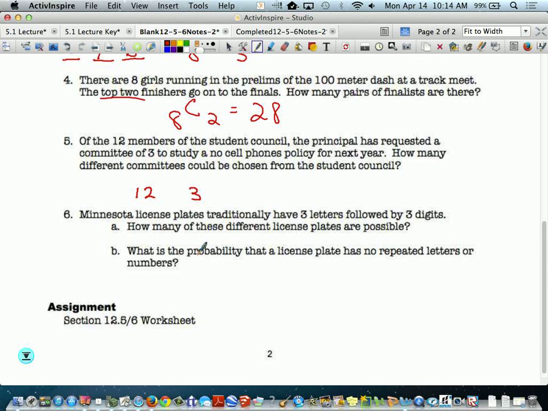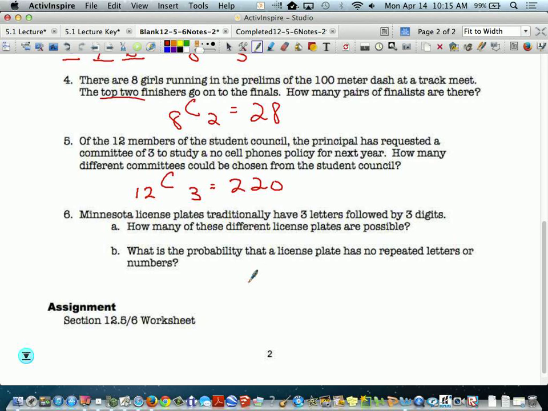Now, when they form committees, like if they walked into the room right now and took 3 of you out for the committee, doesn't matter if your name is read first, second, or third? No, you're just going to be a part of the group, you're a part of the committee. It's not committee member number 1 and committee member number 2, it's just, you're in the group. So that's a C. So what's 12C3? 220 again.